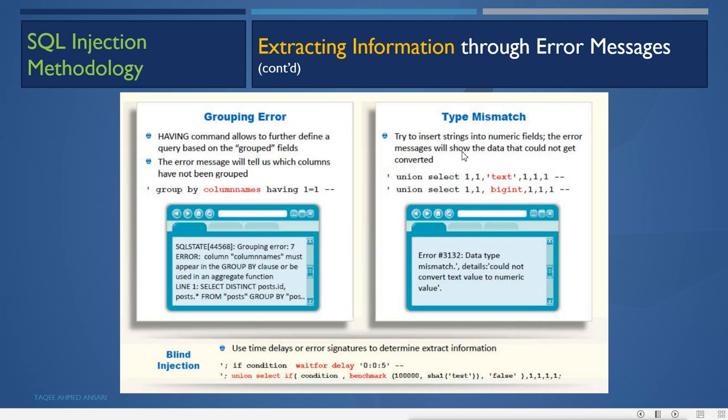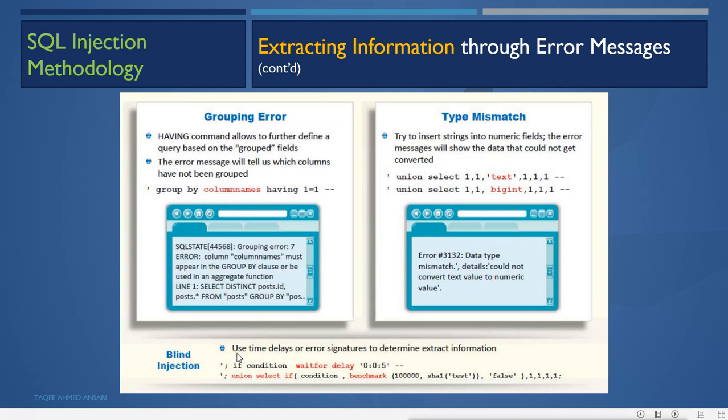Then type mismatch. Try to insert a string into numeric fields. The error message will show the data that could not get converted. That means union select 1, text, 1. Now here we are trying to give a text in place of a number. So it is saying 1 and in between we have text here. So it will get an error like data type mismatch. Details: could not convert text value into numerical value.